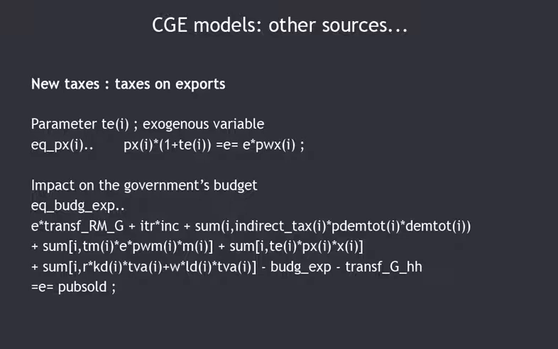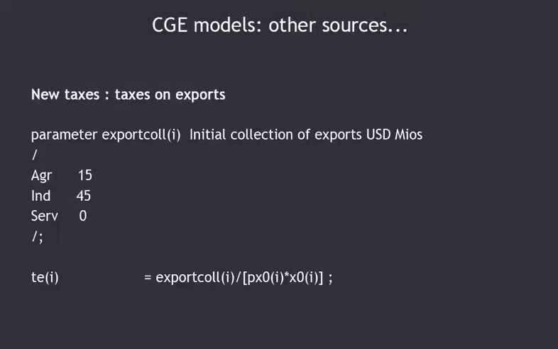It means public sold is equal to transfer from the rest of the world to the government, plus income tax, plus indirect taxes on sales, plus custom duties on imports, plus export taxes, plus tax on value added, minus public consumption, minus transfers from government to households. It's also necessary to declare the amount collected from these export taxes. So this is why I create a parameter export call in sector I, which is the initial amount of export taxes collected. This makes it possible to calculate the export tax rate by this formula.